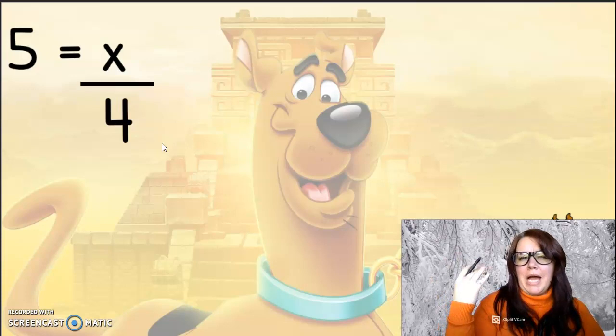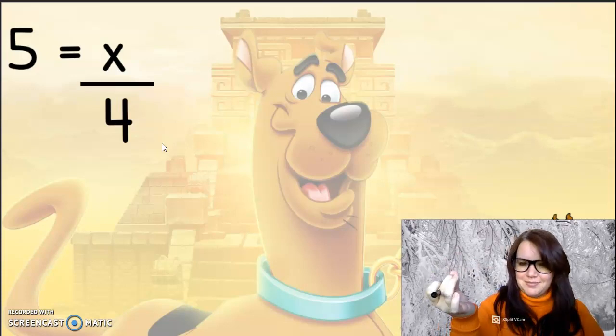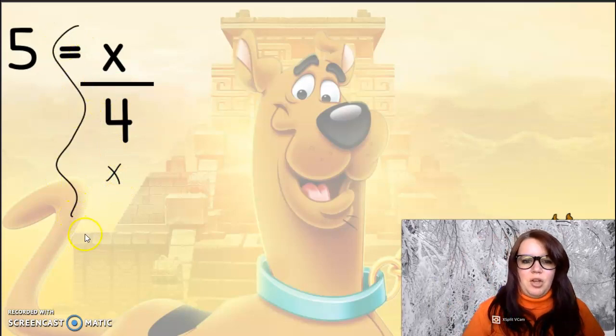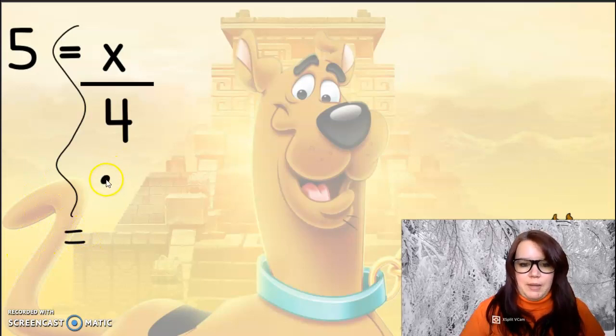So what would undo division? Oh, I know that. Multiplication. So I know I'm going to multiply both sides. Actually, I'm not going to write it as an x because that would be confusing. So I'm going to multiply on both sides. We know those big dots mean multiplication.